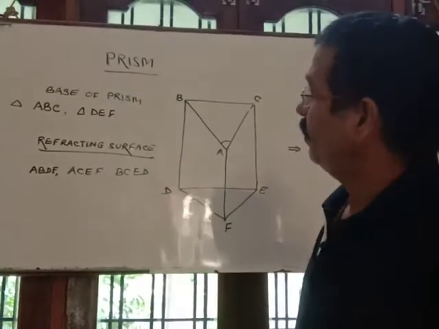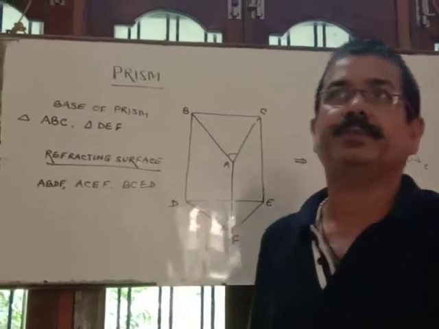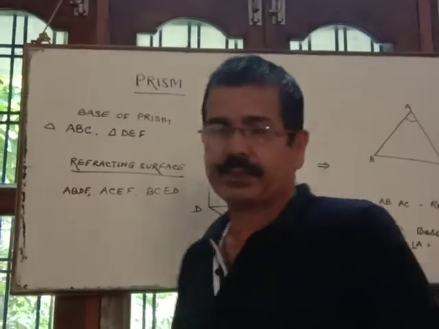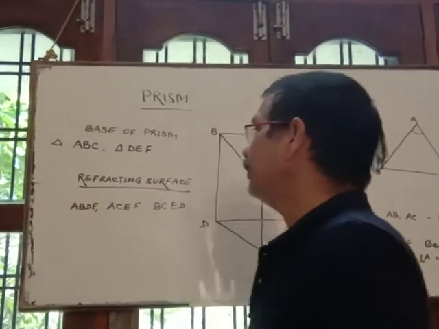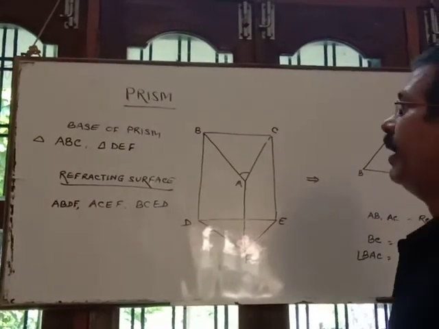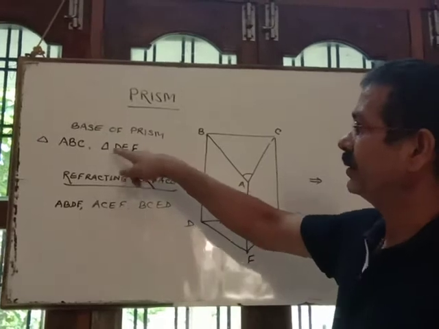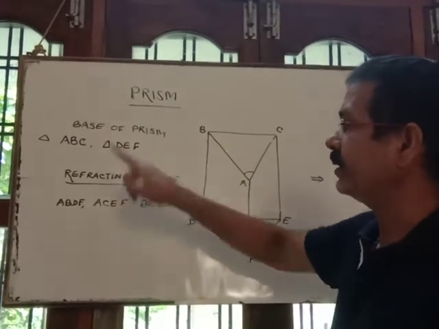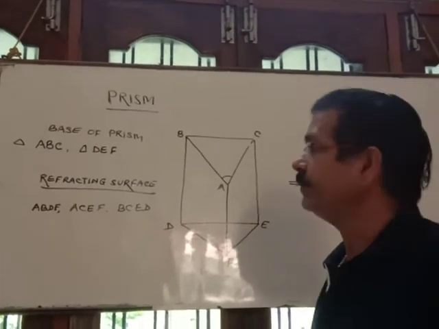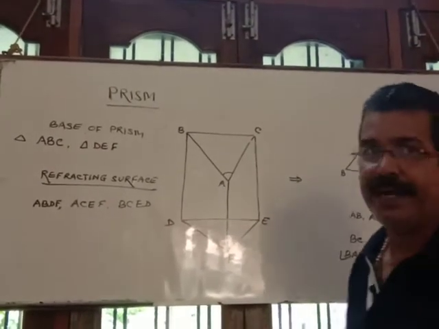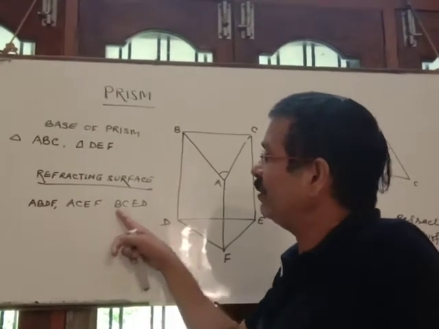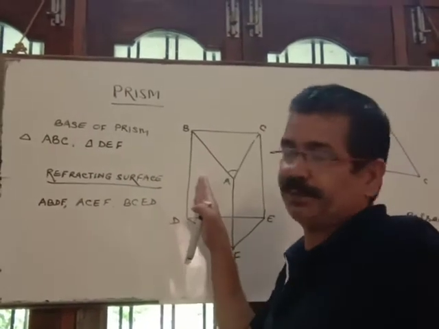Today we will discuss prism. So prism is a transparent refracting medium bounded by two triangular and three rectangular surfaces. Once again, a transparent refracting medium bounded by two triangular and three rectangular surfaces is called a prism.